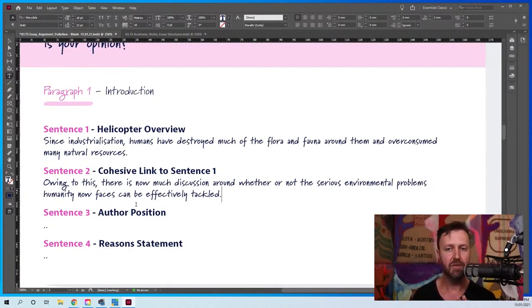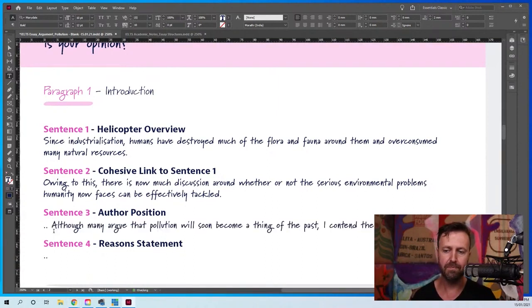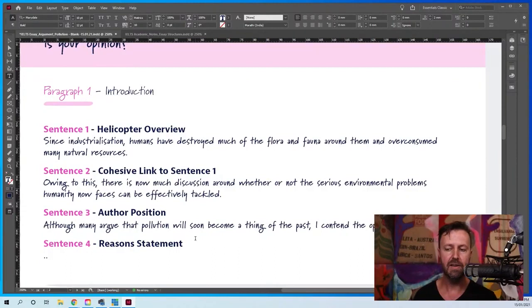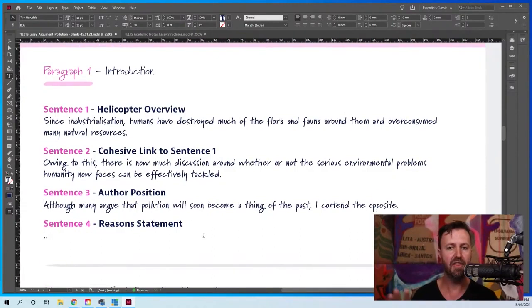Now, because this is an argument essay, we want to give our position, the author position, right now, and not leave it any longer. And we're going to do this with what's called a contrast sentence with although at the beginning. So what we have here is, although many argue that pollution will soon become a thing of the past, something that we don't have to worry about anymore, I contend the opposite. Contend is like argue. I firmly am saying that this is not going to happen.